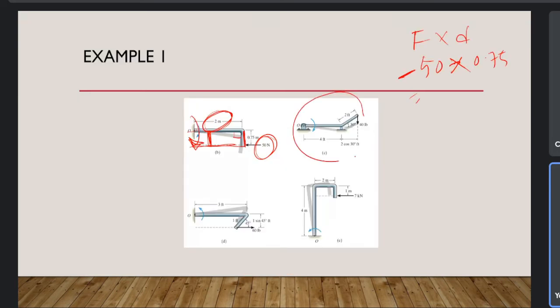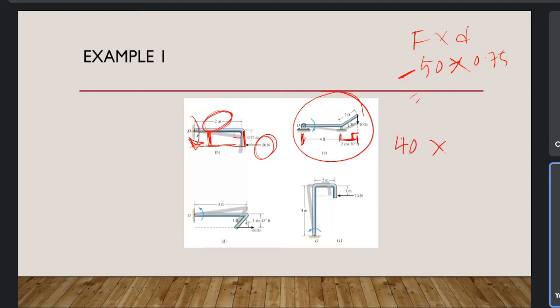In example C, we have another force applied, 40 newtons, but it makes an angle of 30 degrees. So we need to find the perpendicular distance. The total perpendicular distance is 4 meters plus this distance. How are we going to find 2 cos 30? You can solve it directly. The force applied is 40 newtons.